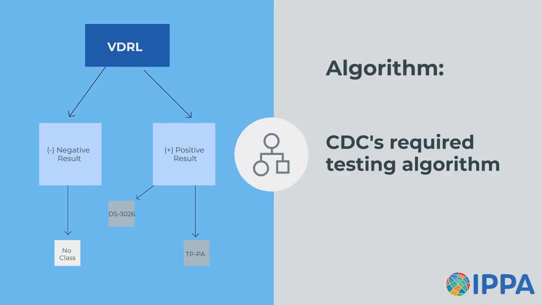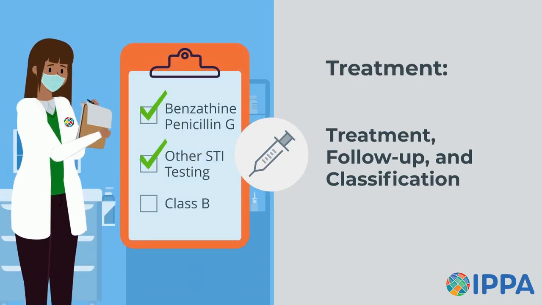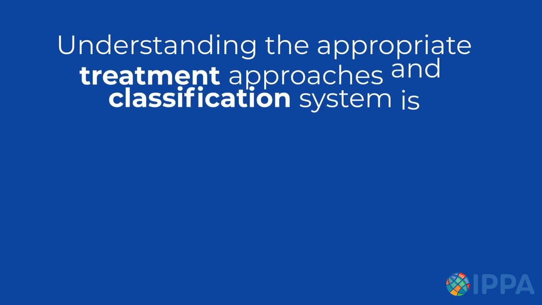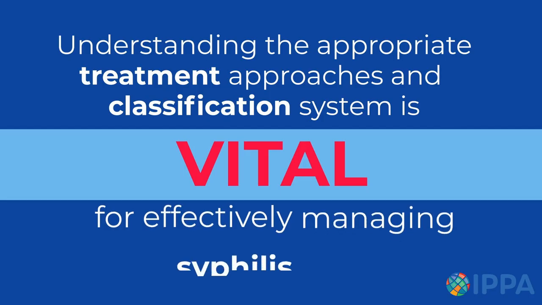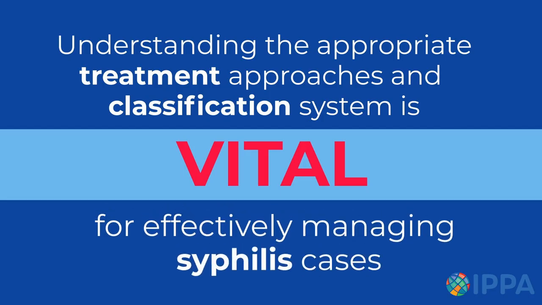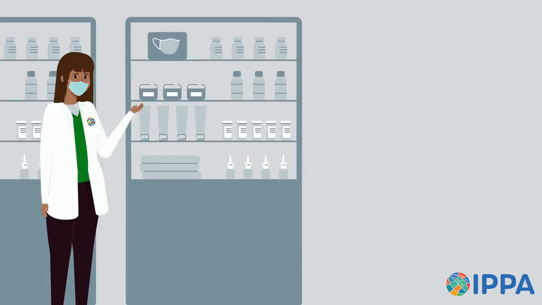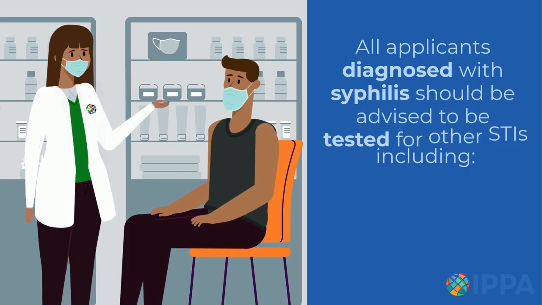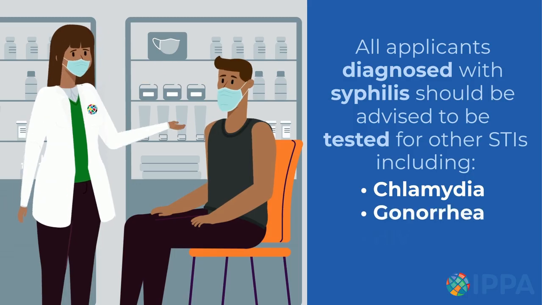In this segment, we will focus on the third learning objective: treatment, follow-up, and classification. Understanding the appropriate treatment approaches and classification system is vital for effectively managing syphilis cases. Several guidelines should be followed. Let's explore each aspect one by one. 1. All applicants diagnosed with syphilis should be advised to be tested for other STIs, including chlamydia, gonorrhea, and HIV.